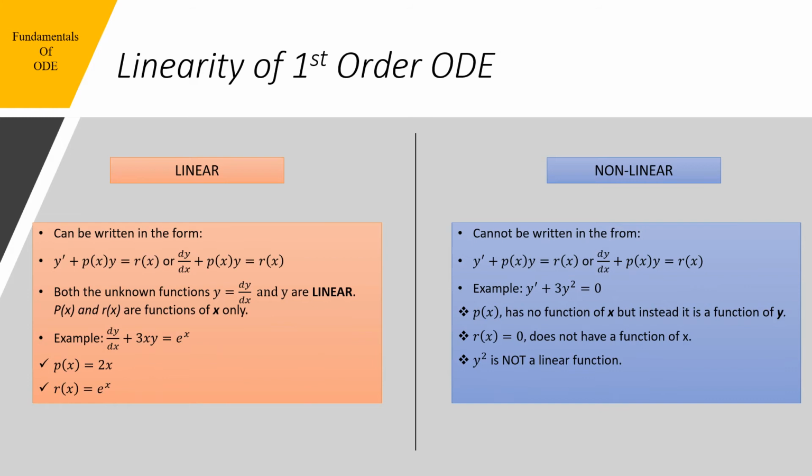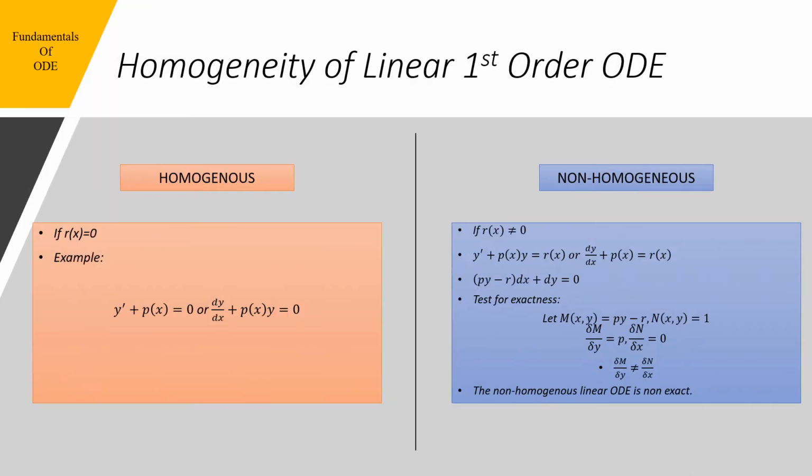Now let's compare a linear ODE and a nonlinear first order ODE. A linear one can be written in this form, whereas a nonlinear one cannot be written in this form. Also, a linear ODE has a maximum degree of 1, whereas this rule does not apply for nonlinear. Over here, we have an example of linear, and here we have an example of nonlinear. For a homogeneous linear first order ODE, R(x) equals 0, and for a non-homogeneous linear first order ODE, R(x) is not equal to 0. Over here is an example for homogeneous, and over here is an example for non-homogeneous. This non-homogeneous is also non-exact because partial M partial y does not equal partial N partial x.